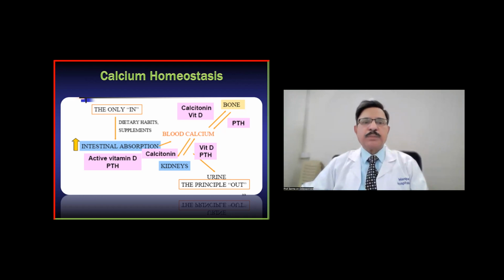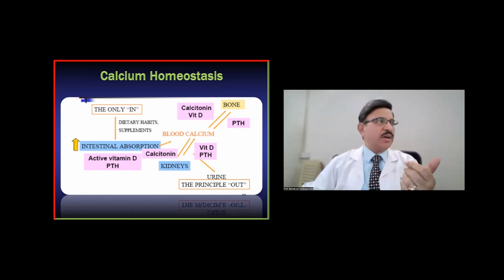So what happens? At the intestinal level, vitamin D, PTH, and calcitonin facilitate calcium absorption. What is the role of this calcium? It is an important clotting factor. It is required for all cell metabolism. The cell membrane is polarized by calcium, and calcium depolarization is the membrane potential. So calcium is essential for membrane integrity and bone health.